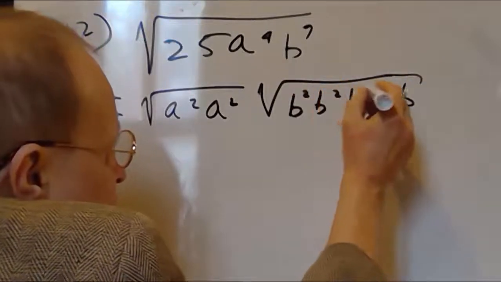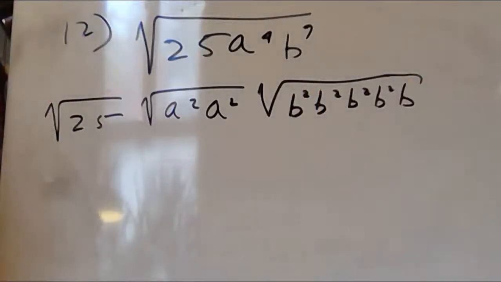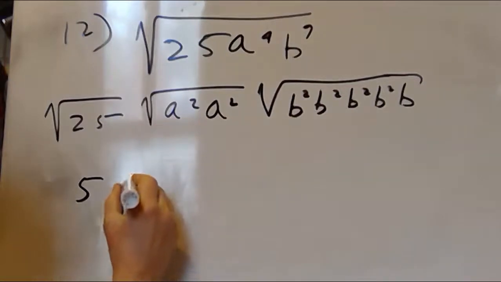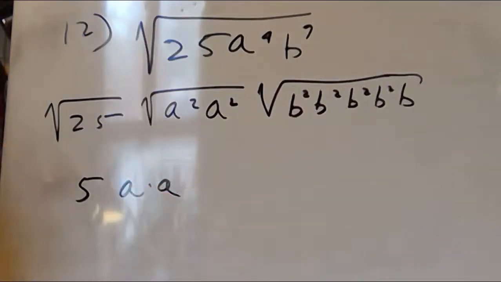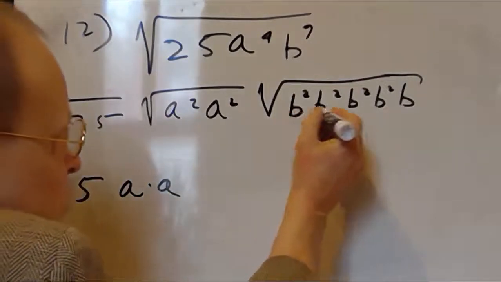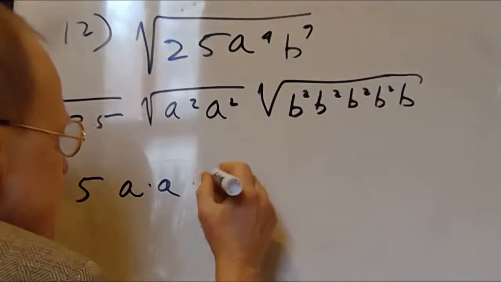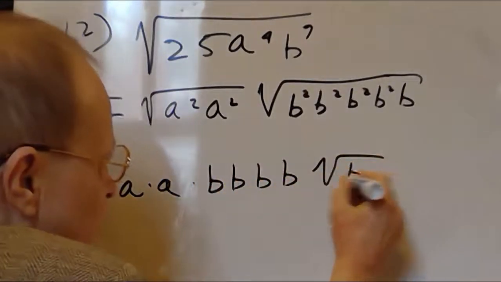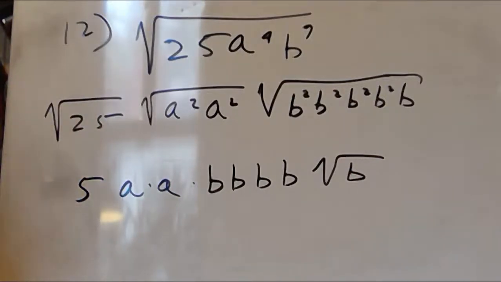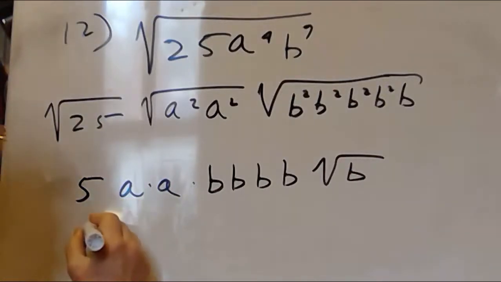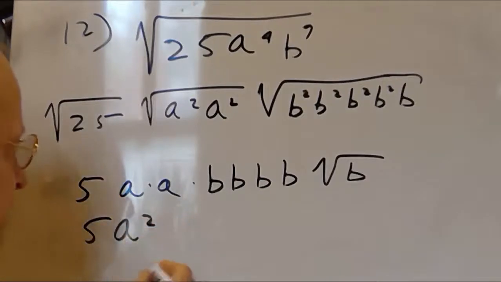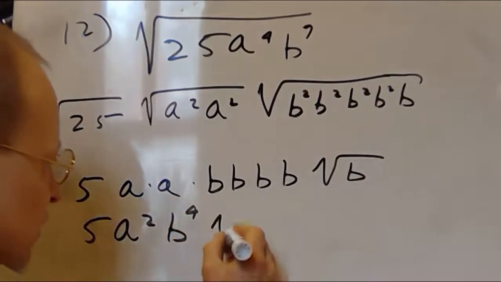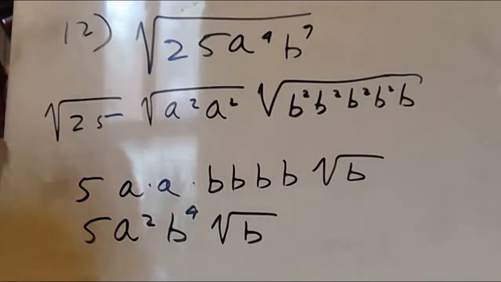So 2, 4, 6, 8, 9. And now, since 25 is a perfect square, it is 5. We have 2 perfect squares in here, so it's a times a. And here, again, we have 1, 2, 3, 4: b, b, b, b, square root of b. And now we end up with, putting it all together, 5a squared, b to the 4th, square root of b.